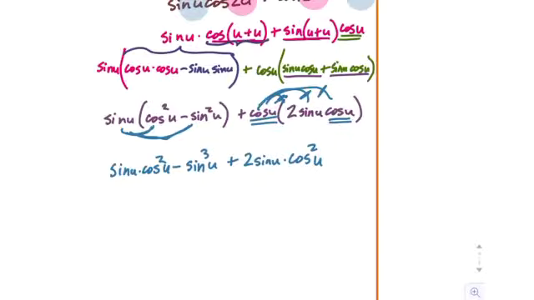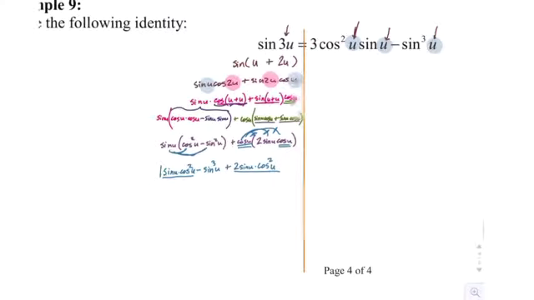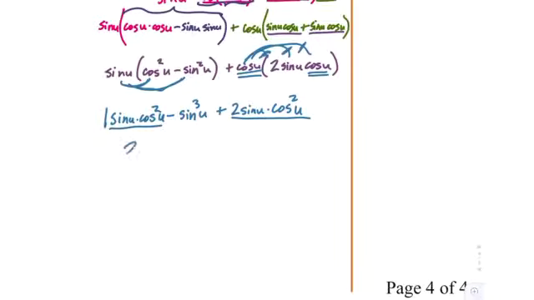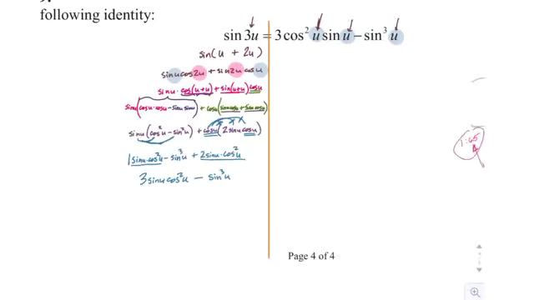Okay, so now what can we do? Well, I have this plus 2 of those. Aren't those the like terms? You can have a 1 in front if you want. I have one of those, sine u cosine squared, plus two more of those, sine u cosine squared, for a total of three of those. So I have three sine of u, cosine squared of u, minus, then I just have that lonesome sine cubed of u. And is that what the right side is?